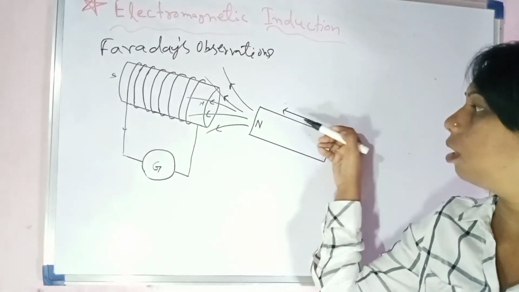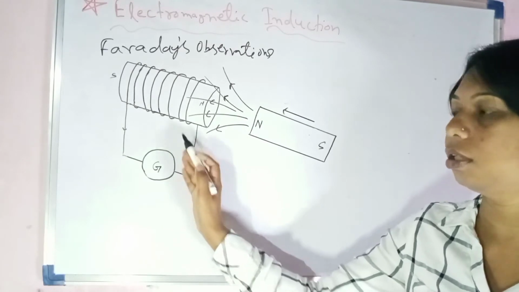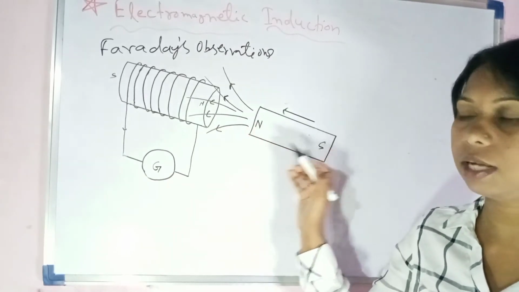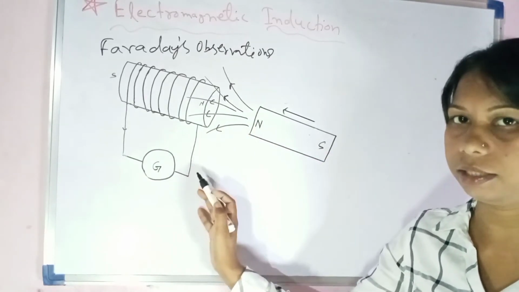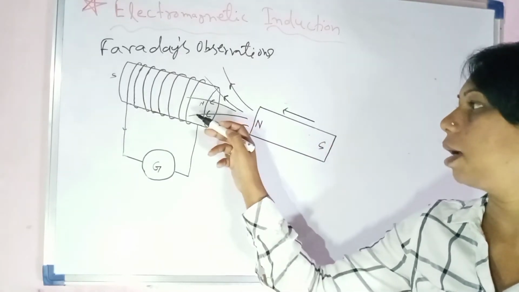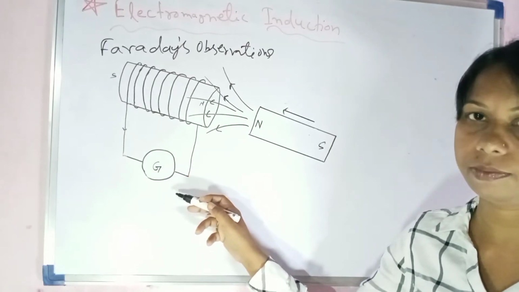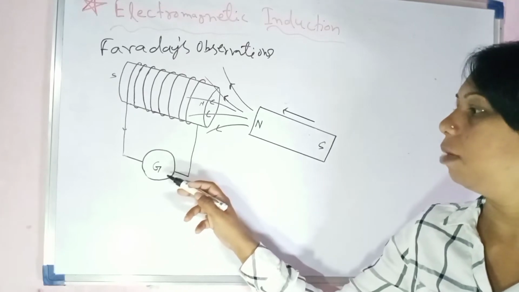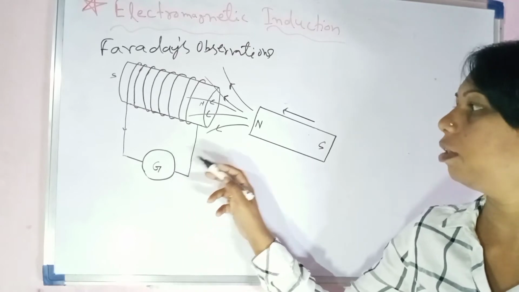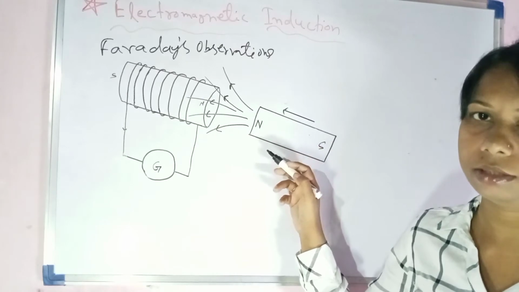Suppose first he moves the magnet towards the coil. If the galvanometer shows deflection to the left side, then when he moves the magnet away from the coil, the galvanometer shows deflection to the right side. When the relative motion between magnet and coil ceases, the deflection of the galvanometer also ceases, and the magnitude of deflection of the galvanometer depends on the relative velocity of coil and magnet.